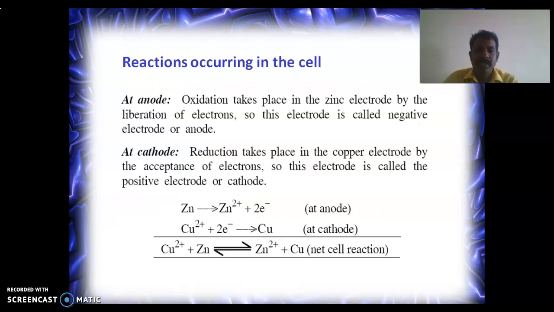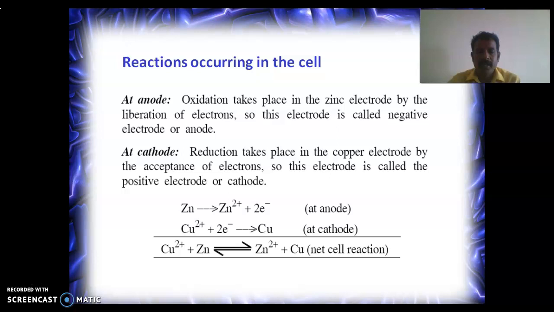Next, we see the reactions that occur in the cell. There are two types of reactions possible in this galvanic cell. The first reaction is the anodic reaction. Basically, we know oxidation takes place in the zinc electrode by liberation of electrons. So this electrode is called the negative electrode. Here the zinc is converted to Zn2+ and loses 2 electrons.